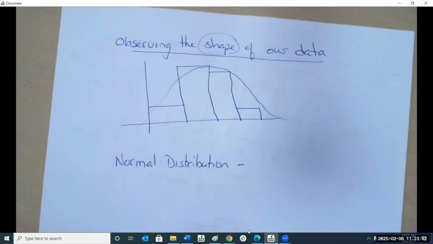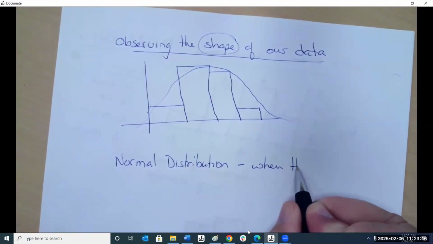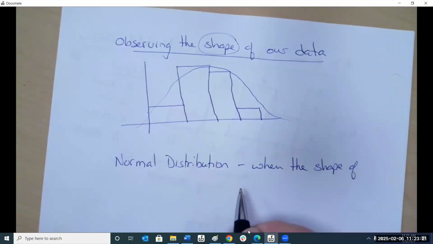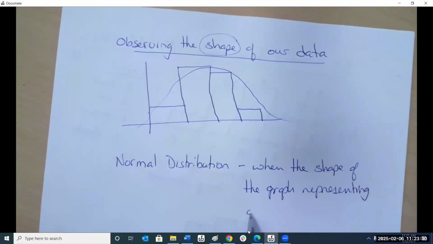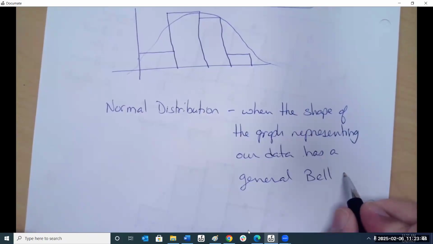A normal distribution is when the shape of the graph representing our data has a general bell shape.